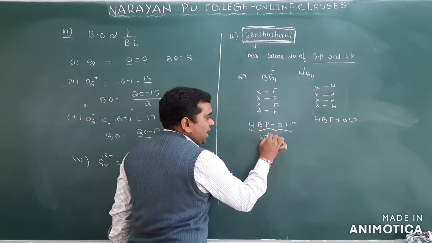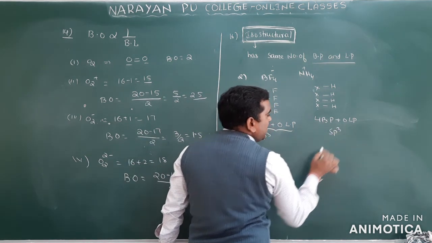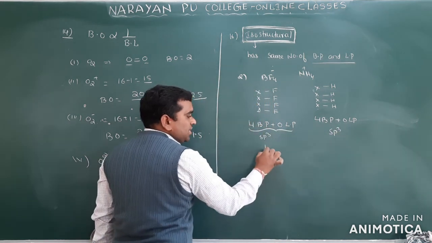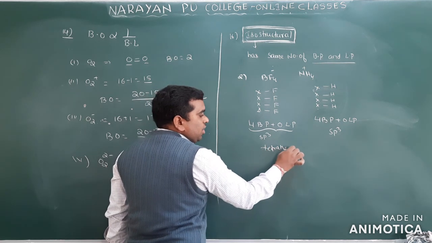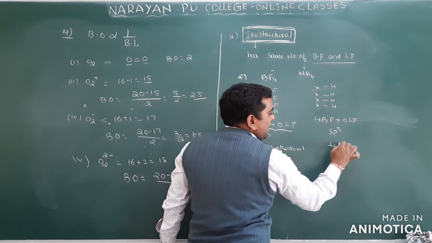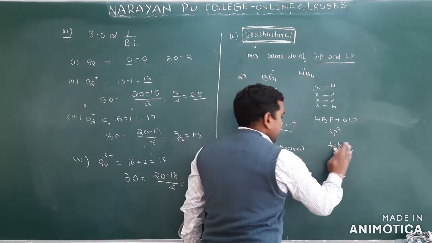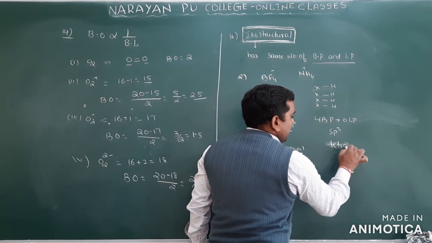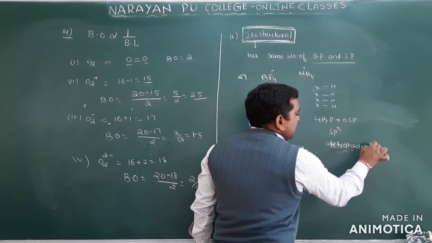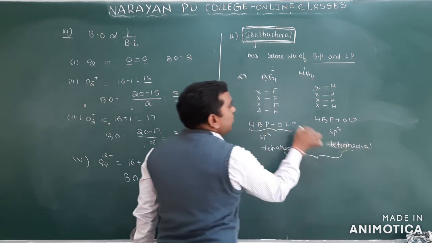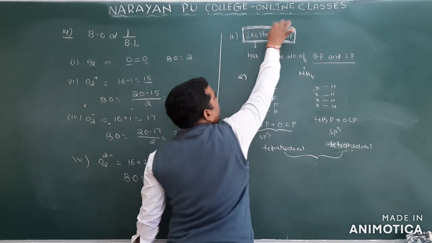So sp3 hybridization here, and here also sp3 hybridization. 4 bond pairs and 0 lone pairs, tetrahedral. And here also what do you get? Tetrahedral. So this is important: both have tetrahedral shape. Whenever both molecules have the same structure, we call that isostructural.